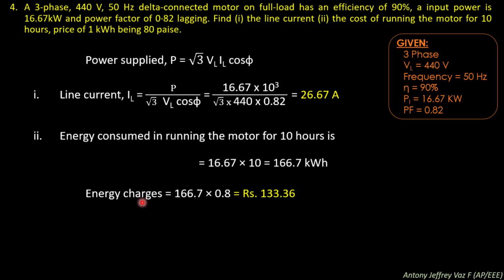Similarly, the energy charges, you can see here the price of 1 kilowatt hour is 80 paise. So for 166.7 kilowatt hour you need to multiply 0.8. So 166.7 into 0.8 will give you 133.36 rupees. So if the motor is run for 10 hours, then you need to pay 133.36 rupees as energy charges.